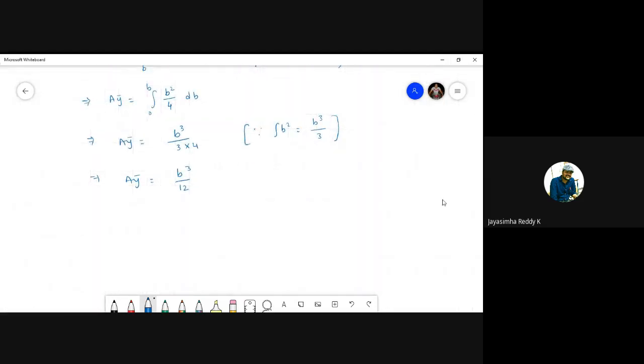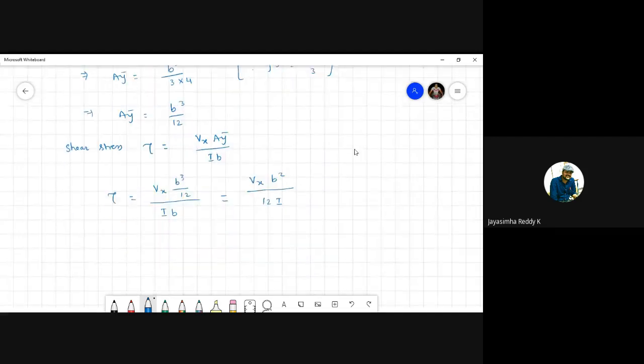Now let us write all these things in the shear stress equation. So we have shear stress tau is equal to Vx into A y bar by Ib. Is it right, students? So we have got this equation. If you substitute A y bar in this equation, what happens? Vx into b cube by 12 by I. What is I, students? Let me write Ib only here, and this becomes Vx into b square. So b gets cancelled and square remains, and 12 goes down. So 12I.